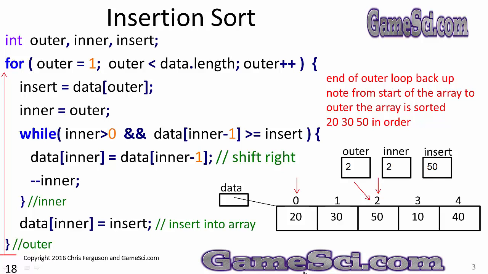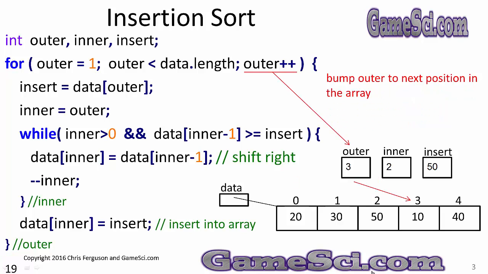Note, from the start of the array to outer, the array is sorted. Look at 20. Look at 30. Look at 50. This data is in sorted order. Therefore, we can move on to the next value. Outer plus plus says bump outer to the next position in the array. Look at where outer went. We're going to go to position 3, pull it out, and shift everybody over that is bigger.